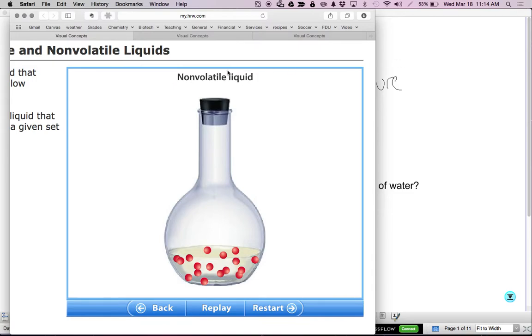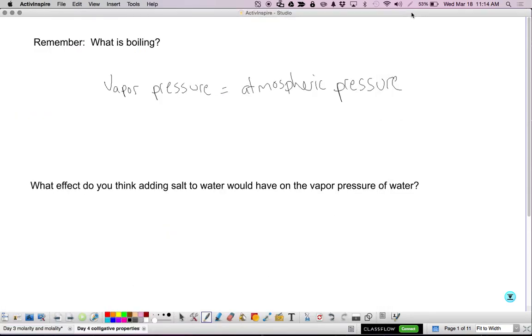Okay, so simple enough, right? Volatile liquids, the molecules aren't held very tightly. They have weak intermolecular forces. So when they have a little bit of energy, they are free to move to the gas phase. And then those gas molecules are going to exert a pressure, which we know about.